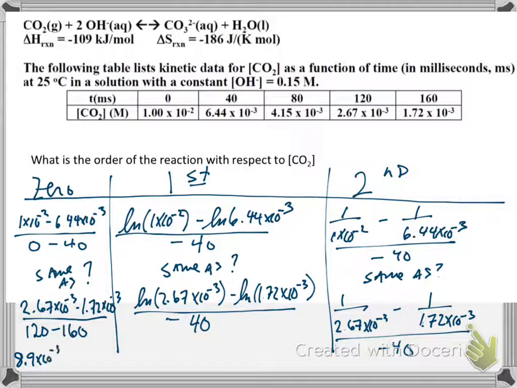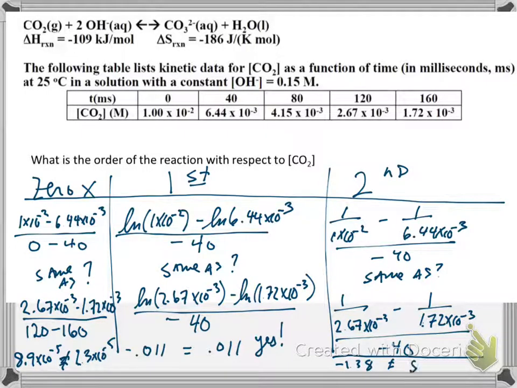So for zero order, we plug in the numbers and we say that no, 8.9 times 10 to the minus 5, which is what you get for the first calculation, is not the same as 2.3 times 10 to the minus 5, so it's not zero order. First order, we plug these numbers in, and yes, 0.011 is equal to 0.011, so yes, it is first order. For completion, we look at second order, and no, minus 1.38 is not the same as minus 5.2.